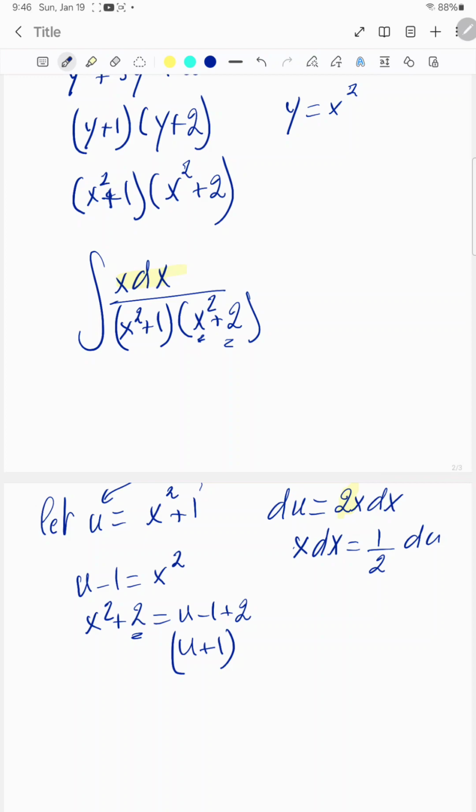So my integral will become, instead of x dx, it's 1/2 du, but the 1/2 is a constant. I can put it outside, and then du. And then I know x squared plus 1 is equal to my u, and x squared plus 2 is equal to u plus 1.